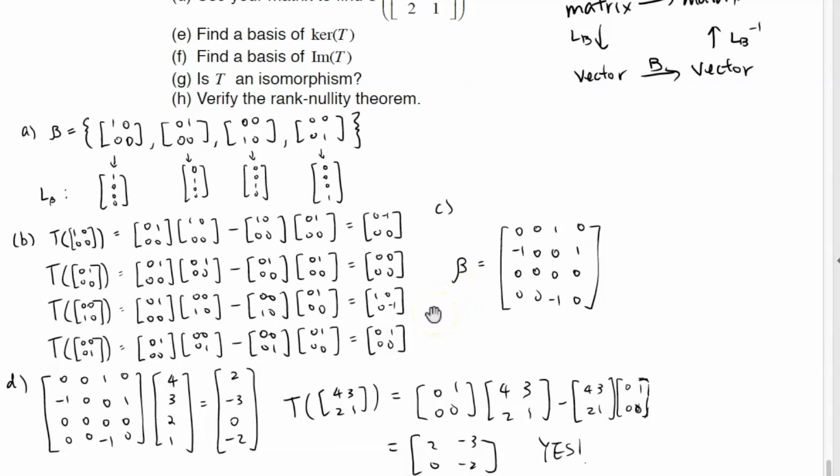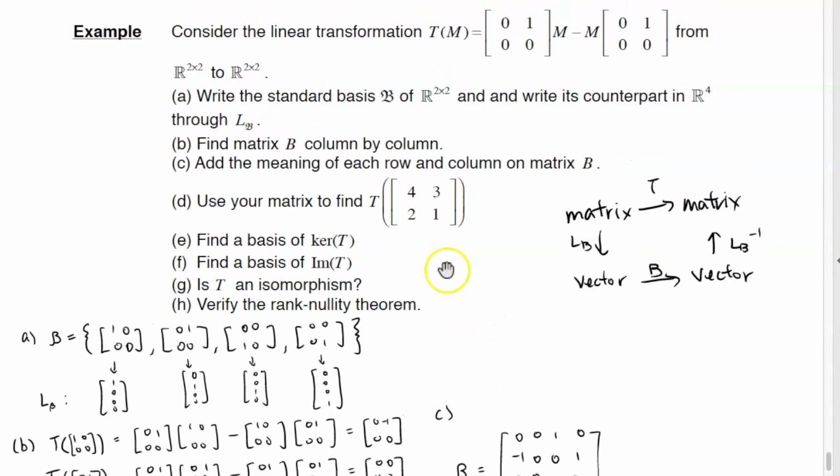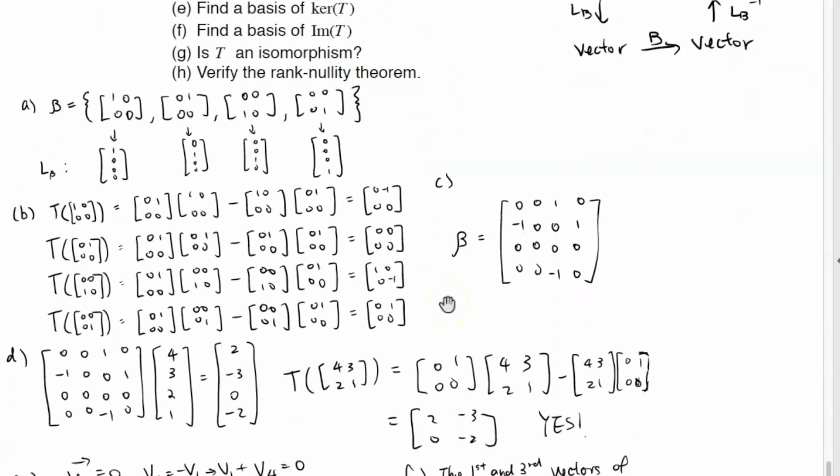And now that we've built matrix B, we can actually apply it to other elements in the space of 2 by 2 matrices. So let's see what would happen to this matrix here. 4, 3, 2, 1 written in rows. I just transform 4, 3, 2, 1 to a vector, and then I transform that using my B matrix, and this is the result. If we check that, because that's pretty easy to check, we can multiply just using the transformation, and we see that yes, we get the same result. It's the matrix 2, -3, 0, -2.